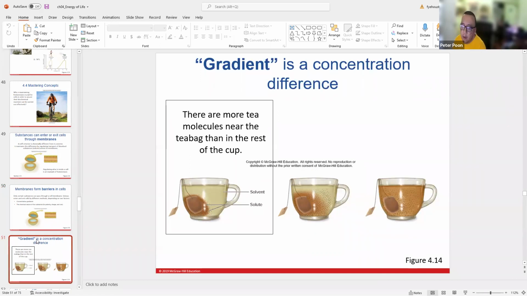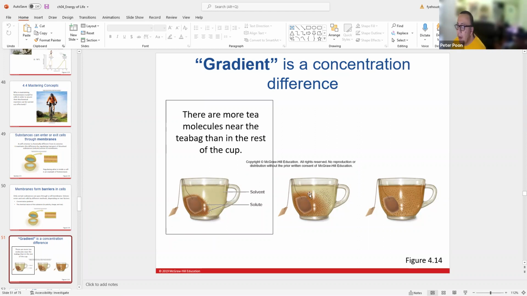So the term gradient is a concentration difference. Imagine you just put a freshly bound tea bag into the solution here, into your solvent. What you'll see slowly is the tea starting to diffuse out. At this time, there are more tea particles here near the bag than on the corner of the cup where the tea hasn't entered yet. So that's a gradient, high concentration, low concentration.